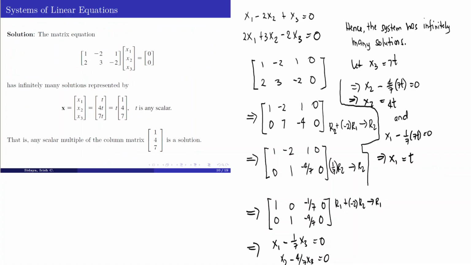Thus, we say that the given matrix equation has infinitely many solutions represented by this. Okay, so your x is equal to the column vector t, 4t, 7t. You can factor out t. So you have here t times 1, 4, 7, where t is any scalar. So any scalar multiple of the column matrix 1, 4, 7 is a solution.